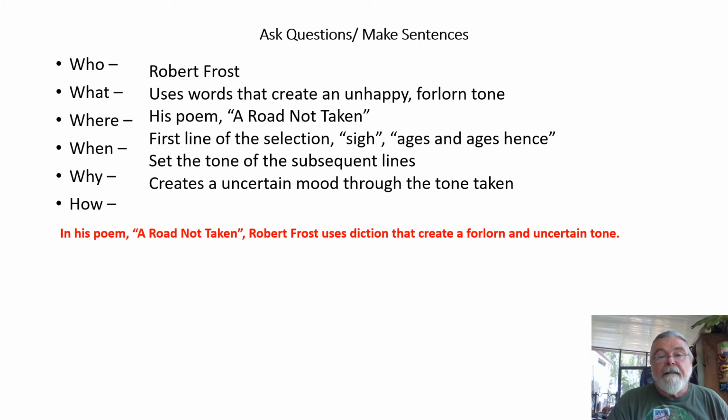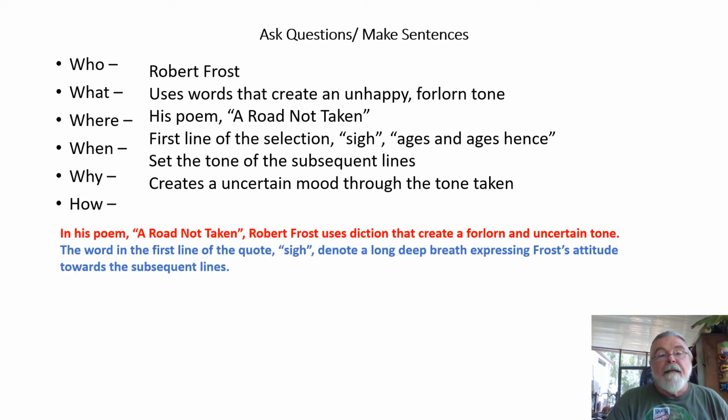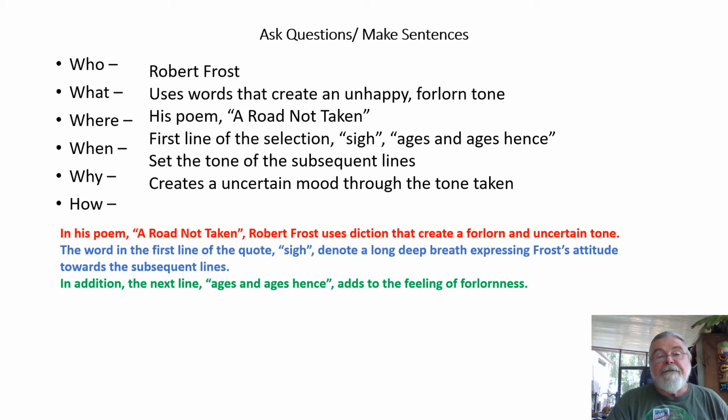Let's begin. In his poem, "The Road Not Taken," Robert Frost uses diction that creates a forlorn and uncertain tone. Diction is the words. The choice is the author's attitude towards the writing, which is tone. The word in the first line of the quote, "sigh," denotes a long, deep breath expressing Frost's attitude towards the subsequent line. In addition, the transitional phrase in the next line, "ages and ages hence," adds to the feeling of forlornness. This tone creates an uncertain mood for the reader.